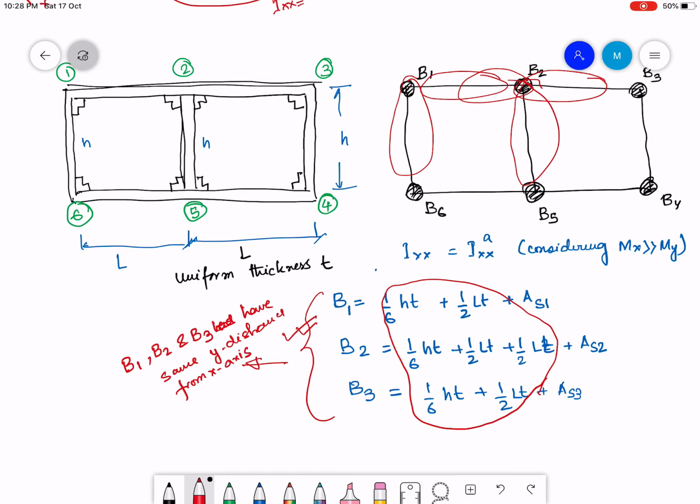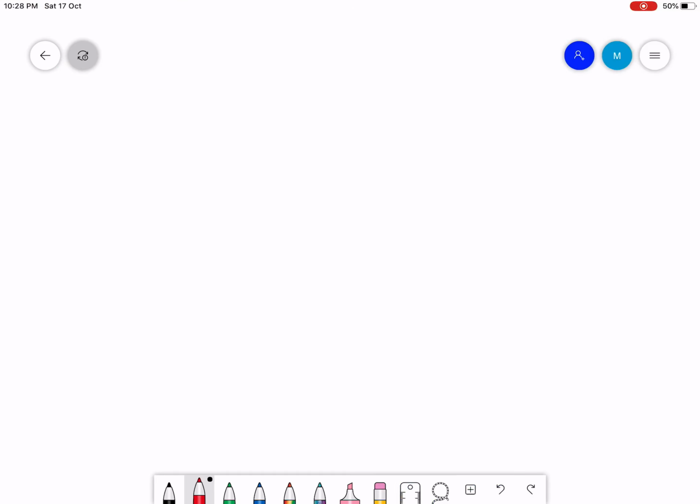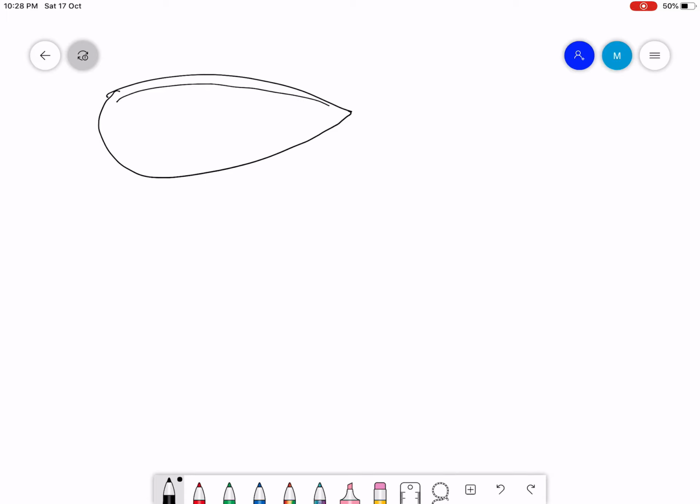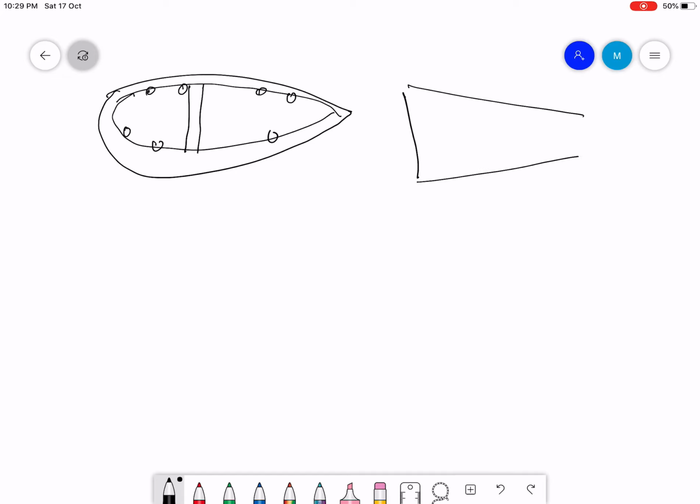Let me just clear this and try to draw the condition. In most cases we are going to have an aerofoil kind of cross section, which could be single cell or multiple cell, and there will be stringers all over. This can in no way be modeled as a box beam or something similar to that. This at most can be modeled as a tapered cross section.